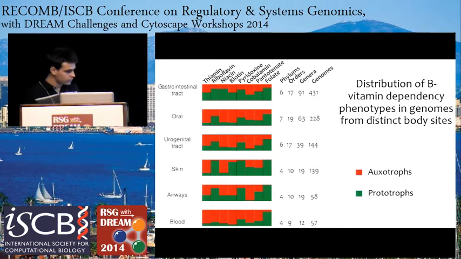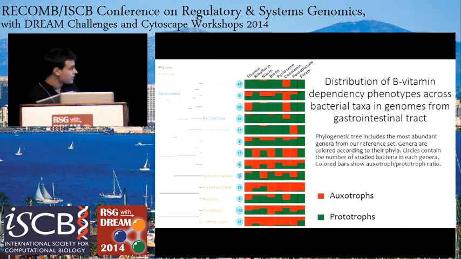Investigated organisms were also grouped by taxonomy. Here is a phylogenetic tree of the most abundant genera of the most abundant orders from our genome set. Their names are colored by phyla. So different taxa show diverse distribution of B vitamin dependencies. Proteobacteria are mostly capable of synthesizing all the B vitamins except cobalamin. Bacteroides too, and, for example, Firmicutes are mostly prototrophs for all the B vitamins.